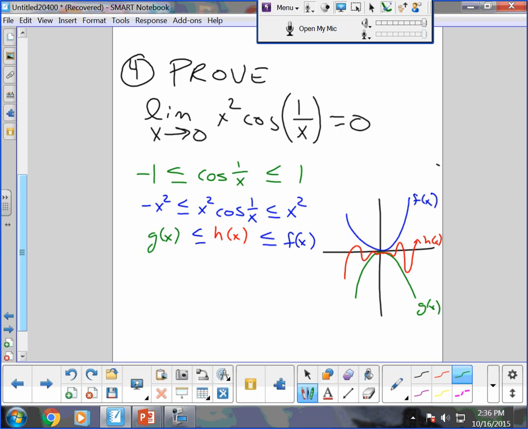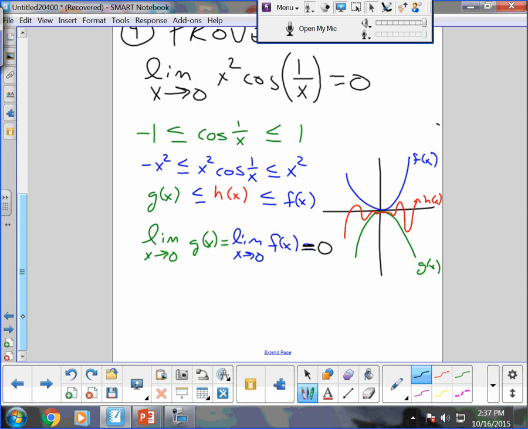All right? And once I can bound the functions this way, if I can prove that the limit as x approaches 0 of g of x is equal to the limit as x approaches 0 of f of x, that will then allow me, using the squeeze theorem, to say that the limit as x approaches 0 of h of x must be the same. And in this case, these both equal 0, right? They're x squared and negative x squared, 2 polynomials. Boom.